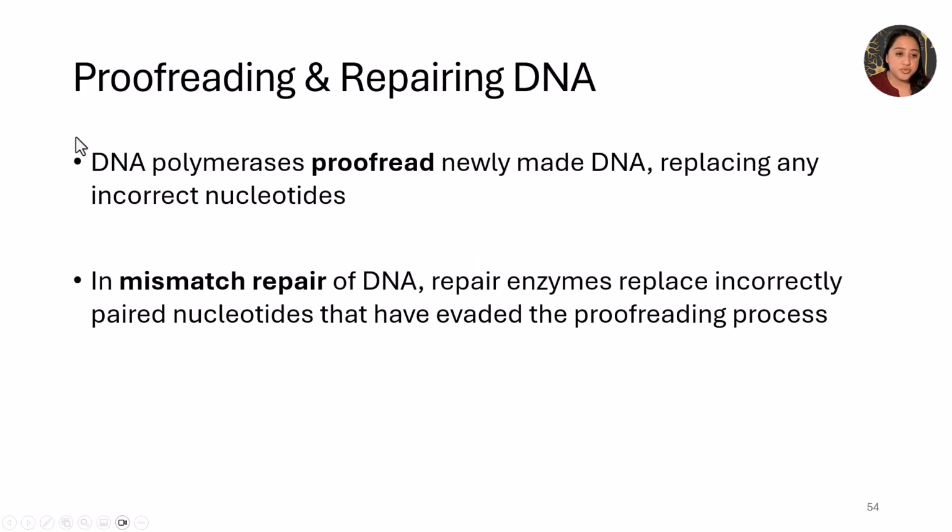The first is proofreading. The DNA polymerases are proofreading their own work. Like if you were to write an essay and you read it out loud and look for any errors, you're proofreading. You're replacing anything that is incorrect, the incorrect nucleotides. So they proofread their own work, basically. And then in mismatch repair, it's other enzymes, repair enzymes, that replace the incorrectly paired nucleotides that have evaded the proofreading process.